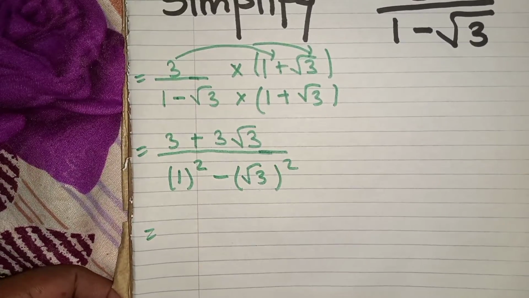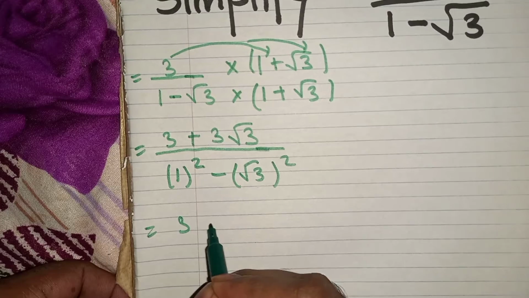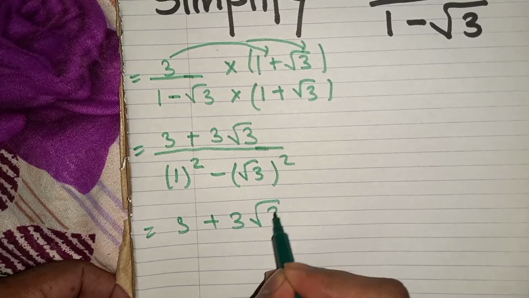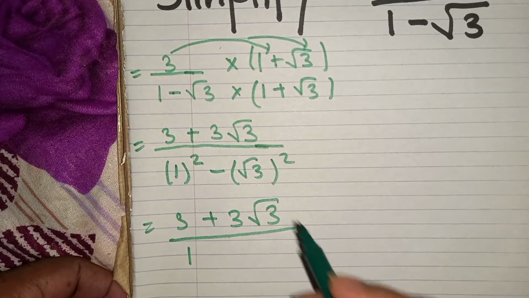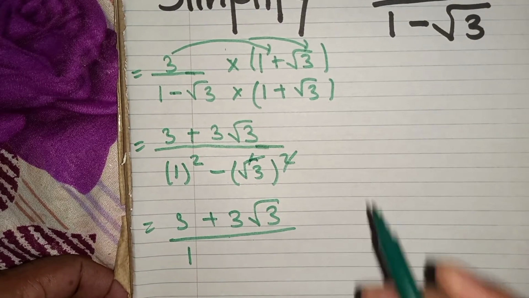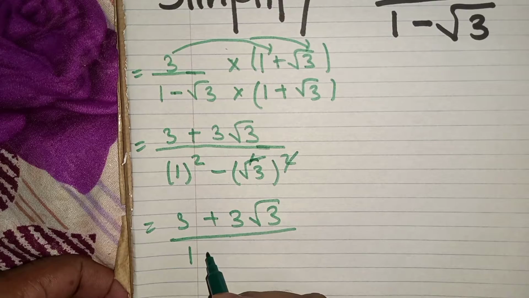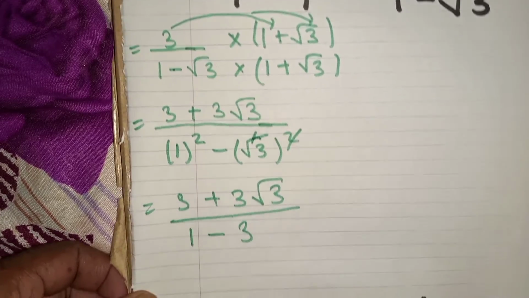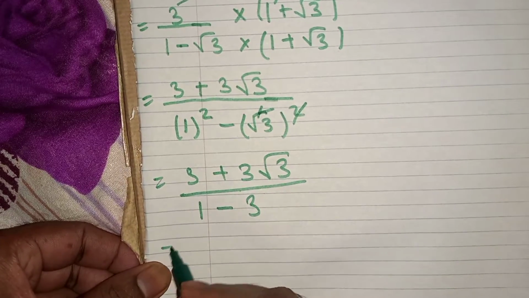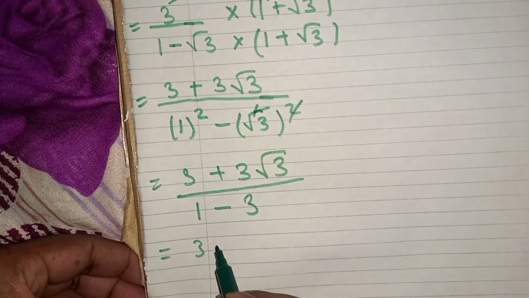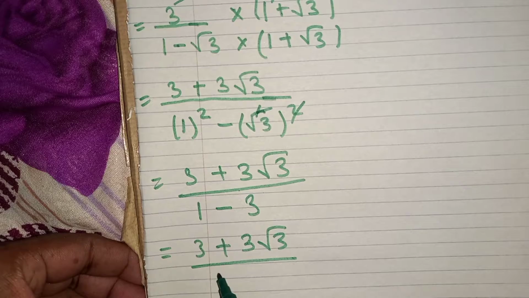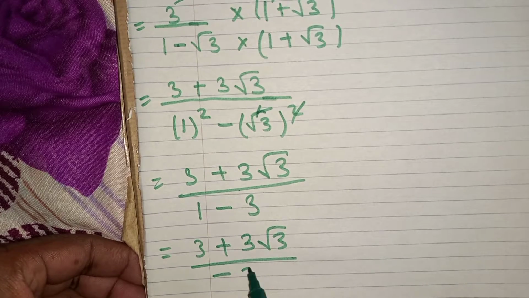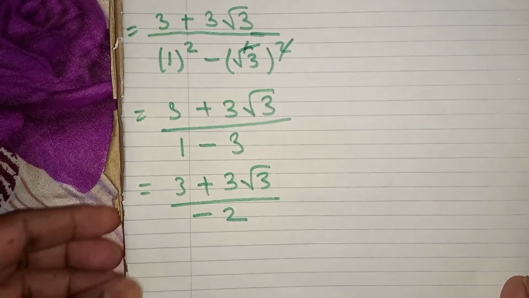So let's simplify this. So this will be 3 plus 3 root 3 over 1 squared, which is basically 1, and this root is going to cancel with the square. So it will be minus 3. Now we can write this as 3 plus 3 root 3 over negative 2, because 1 minus 3 is minus 2.